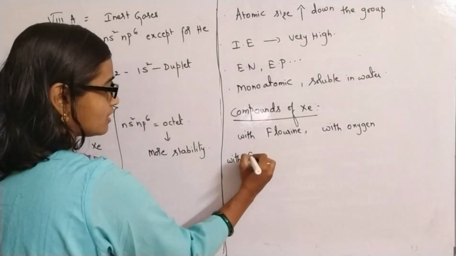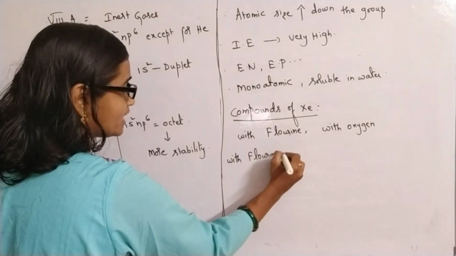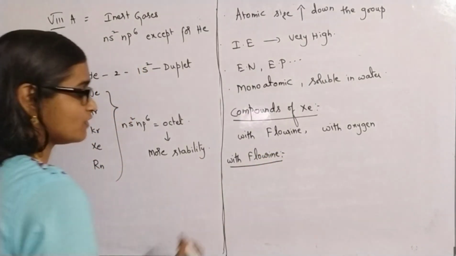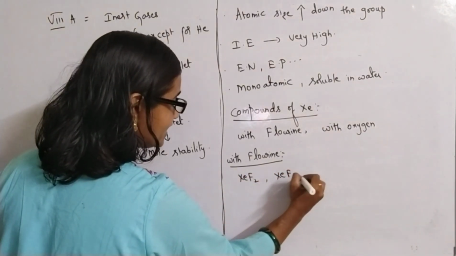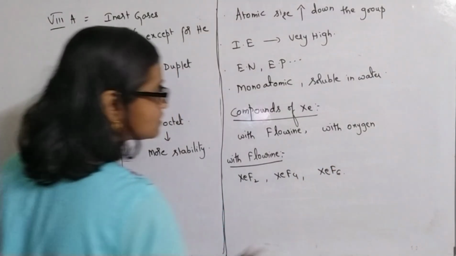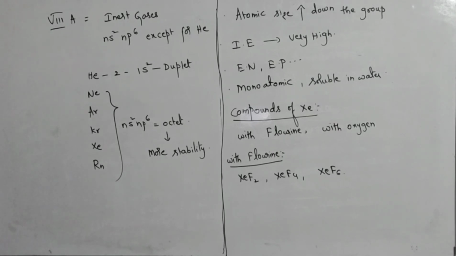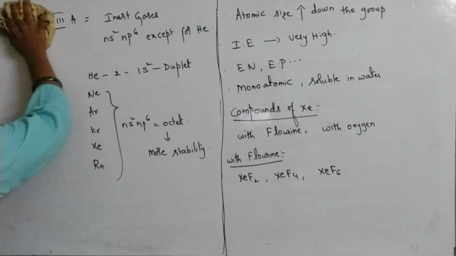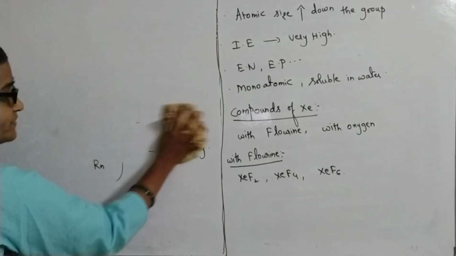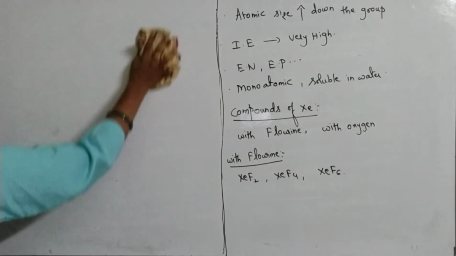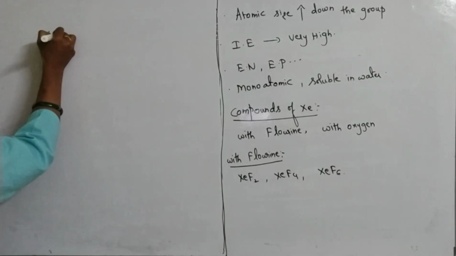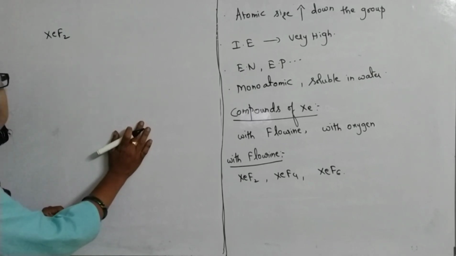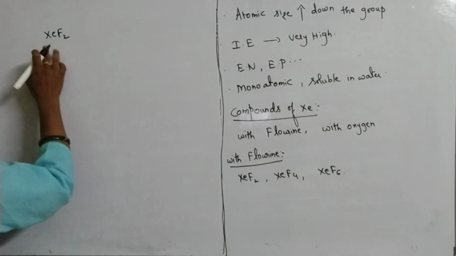First, xenon compounds with fluorine. It forms 3 types of fluorides: XeF2, XeF4, and XeF6. With fluorine, xenon can form 3 types of compounds. You have learnt all these compounds in chemical bonding also, so you can just recall them.